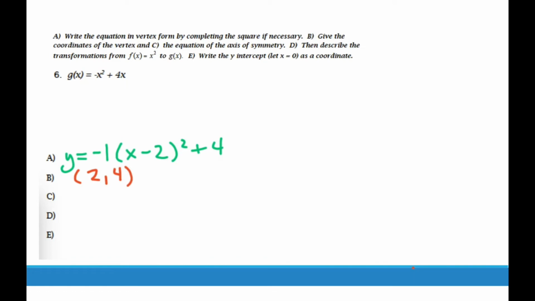C, write the equation of the axis of symmetry. So that has to do with our vertex, so this number right there. So x is equal to 2. Okay, D, describe the transformations.